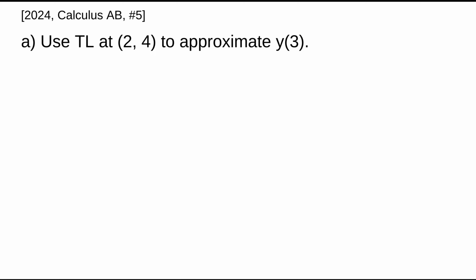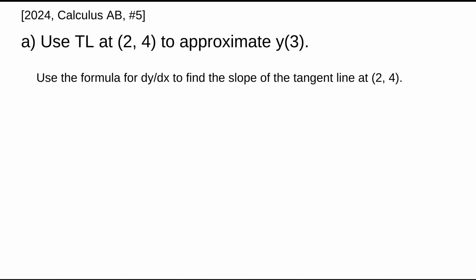In part A of this question, we are asked to use the tangent line to the curve at the point (2, 4) to approximate the y value when x is 3. So to do this, we have a formula for dy/dx. We're just going to use that formula specifically at the point (2, 4) to get a slope of our tangent line, and then we'll write the equation of that tangent line and use it to approximate the value of y of 3. All right, so dy/dx, specifically at the point (2, 4), just plug in 2 for x, 4 for y, and we get a slope of -4/19.